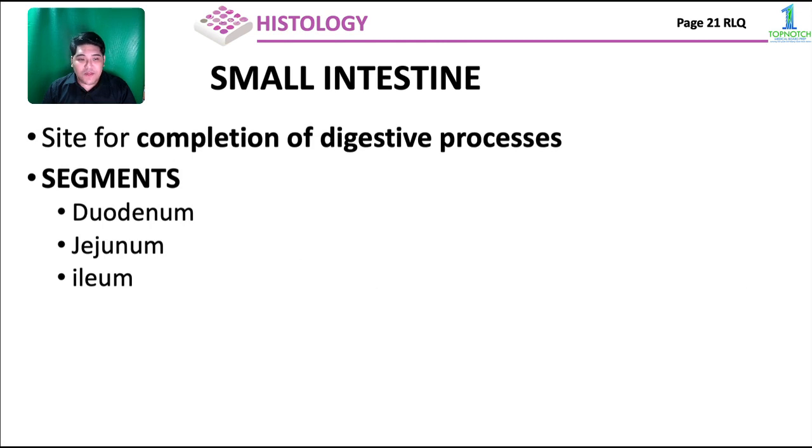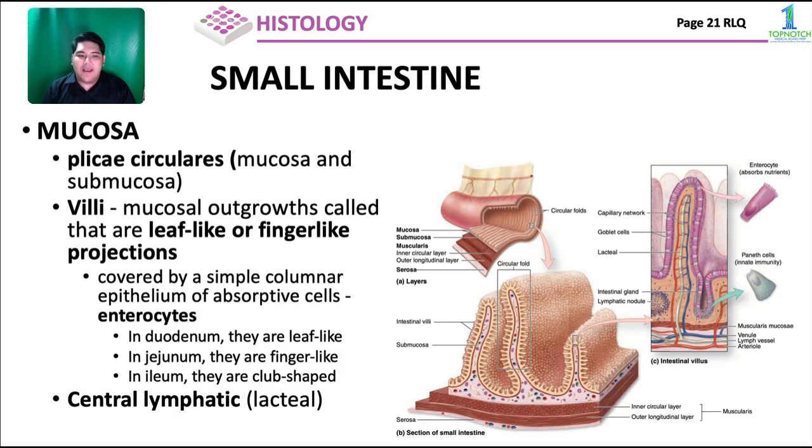So let's move on to your small intestine, the site for completion of digestive processes. We have the duodenum, jejunum, and ileum, DJI. So let's talk about the mucosa. Important here, remember your plicae circularis. Your mucosa plus your submucosa is circular folds. No? So ayan yung tinatawag na plicae circularis. And when you zoom in further, you will see villi here.